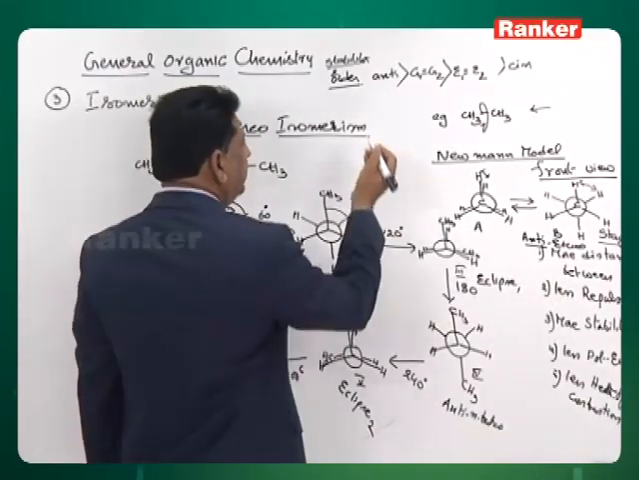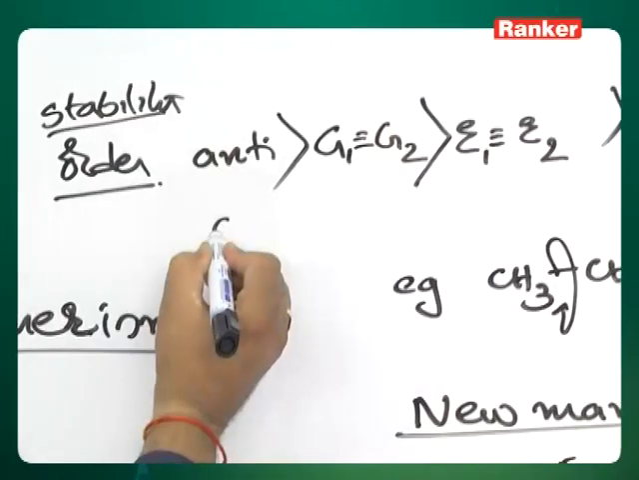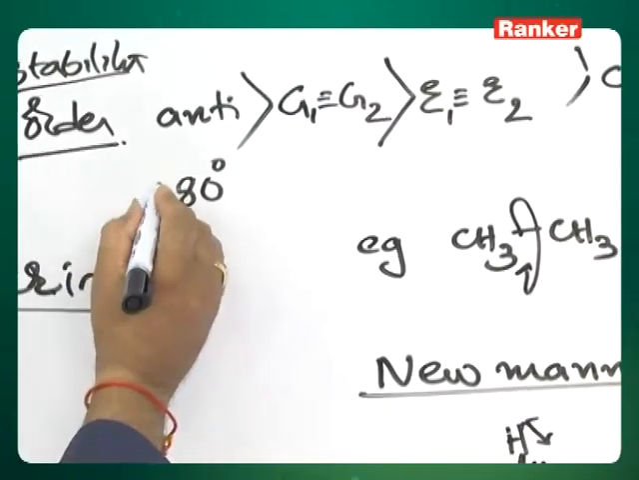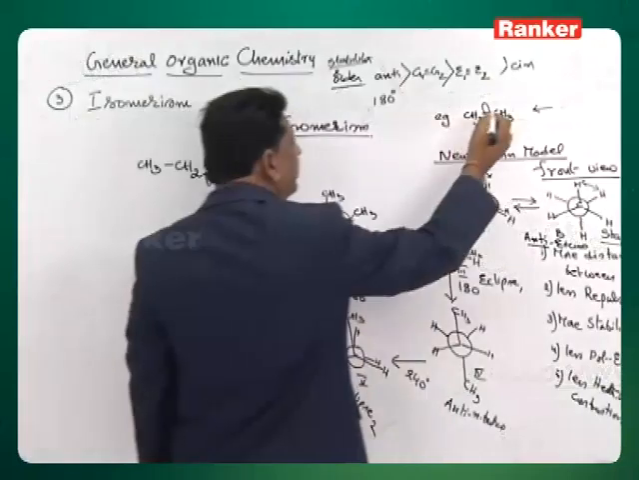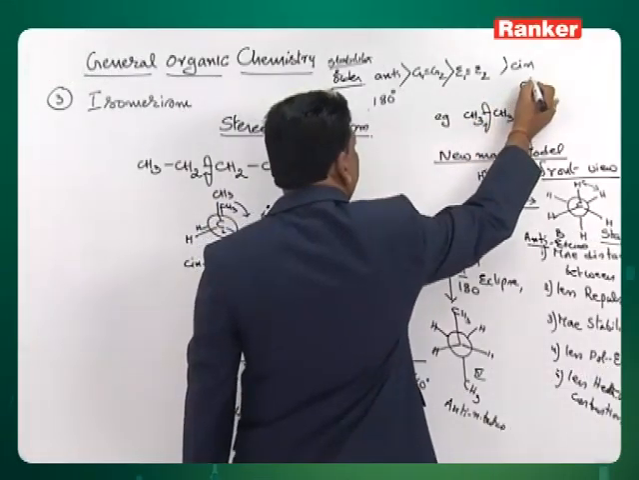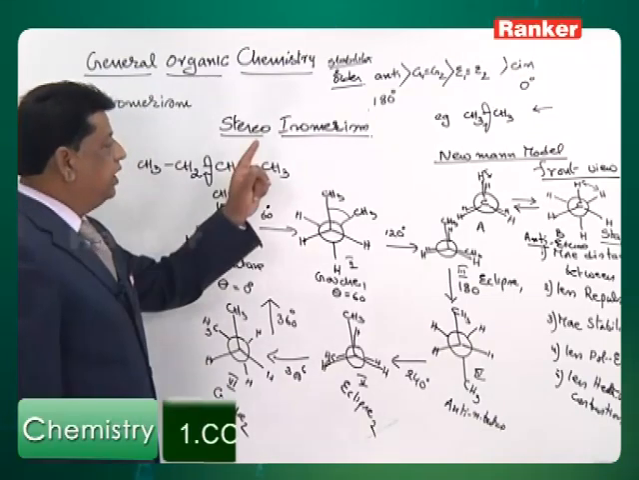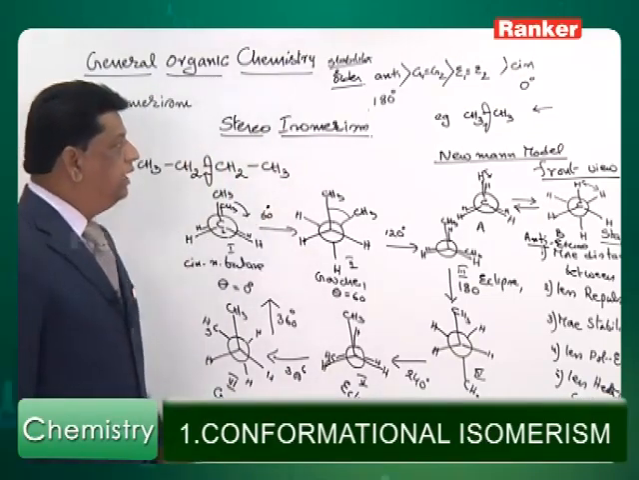So angle of separation, if you see, anti will have a 180 separation. The more the angle of separation, the more stable it will be. Syn angle of separation is 0 degrees. Syn will have a theta of 0. So the 180 comes first, 0 comes later.